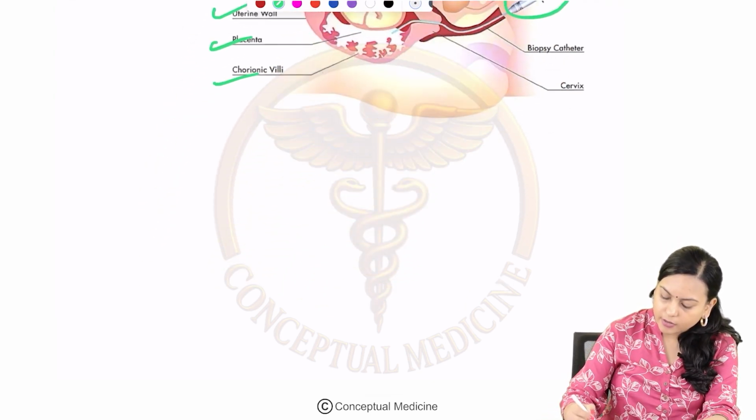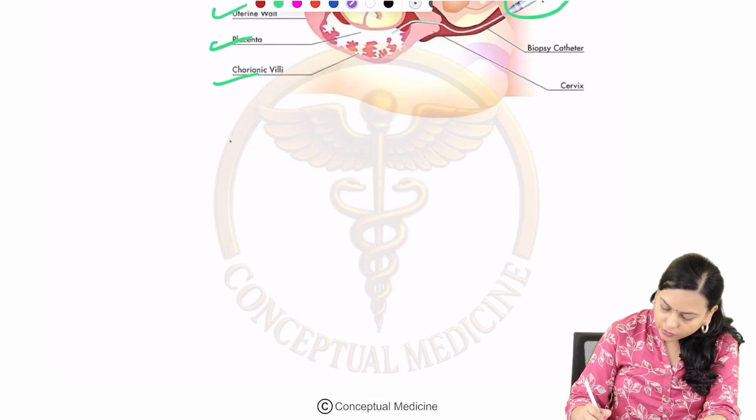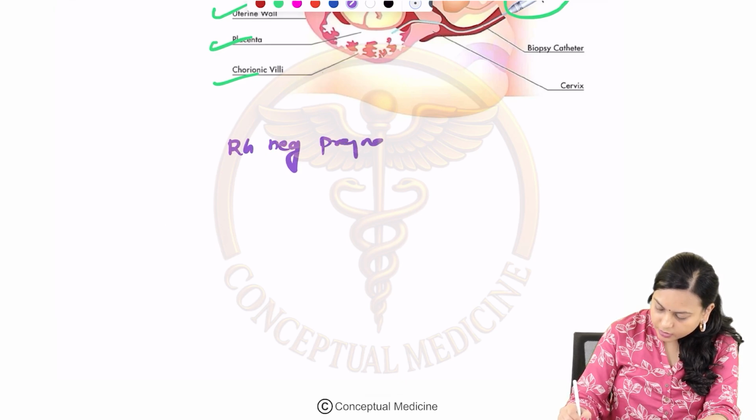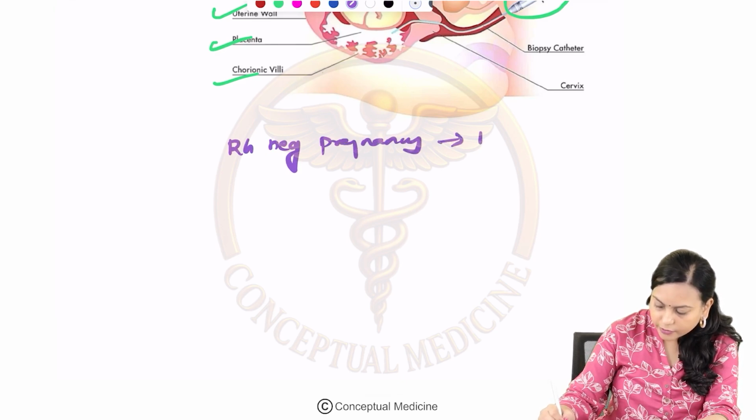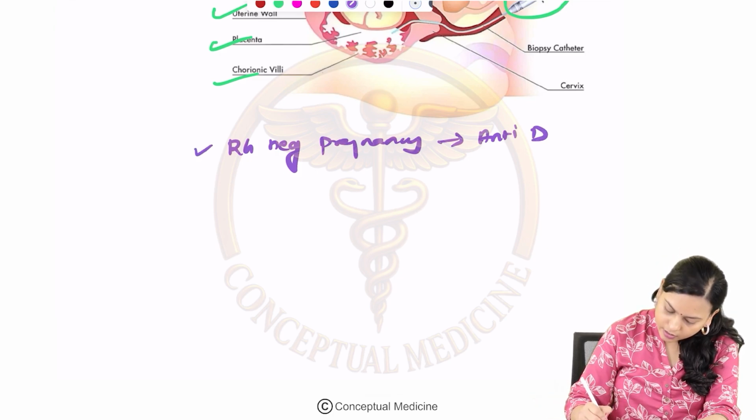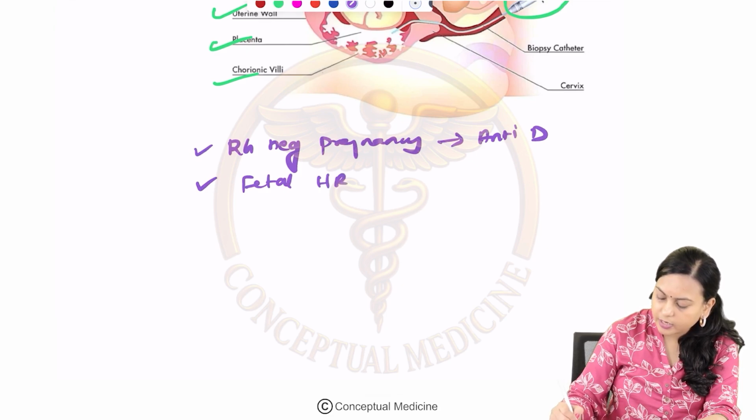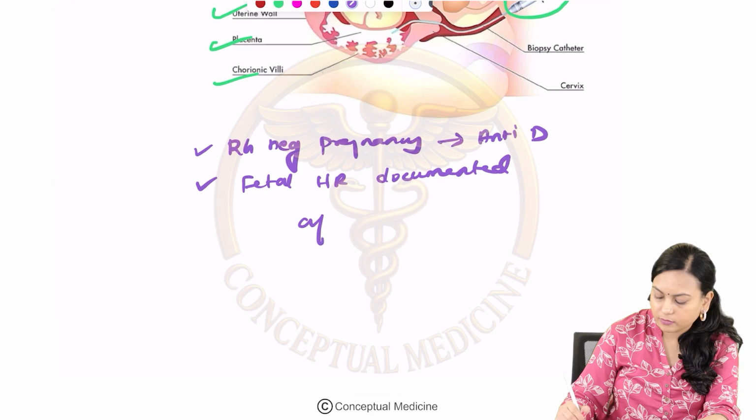Also remember, you have to check the Rh status. If she is an Rh negative pregnancy, then don't forget to give anti-D. And another point is, fetal heart rate should be documented after the procedure.